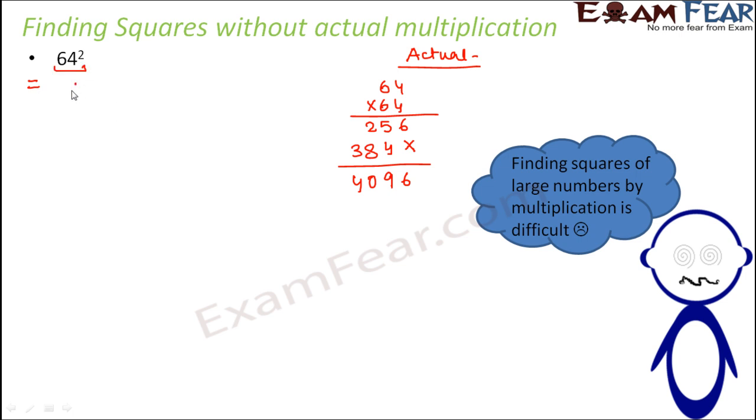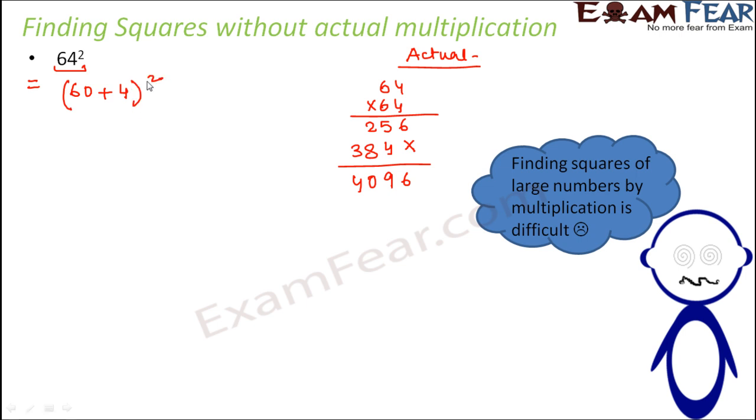So 64, we can write as 60 plus 4. Now why did we write it like this? Because whenever we deal with numbers ending in zeros, like 40, 50, 60, calculation by default becomes easier. That is why we want to represent the given number in terms of a multiple of tens, like 60 is a multiple of 10. So 64 we want to write as 60 plus 4.